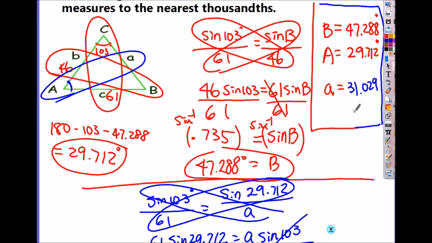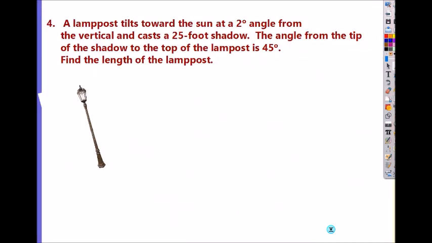All right, one last one. So cover the diagram again and see whether you can come up with the diagram, the triangle for the last one. That one is much easier than the other one. So a lamppost tilts towards the sun at 2 degrees angle from the vertical line. So that means here's the sun, towards the sun, and here's the ground. And it's tilted what? 2 degrees from the vertical line.